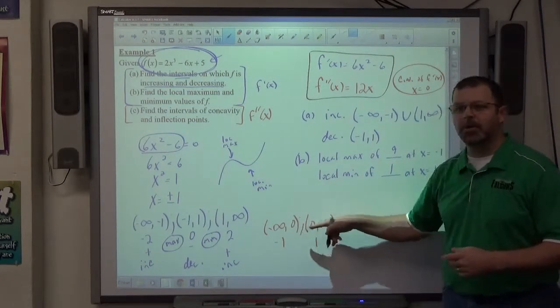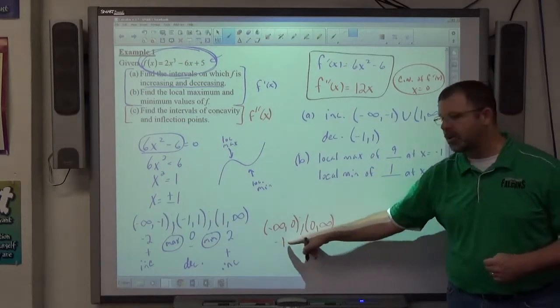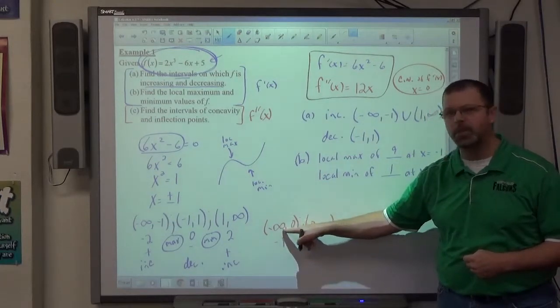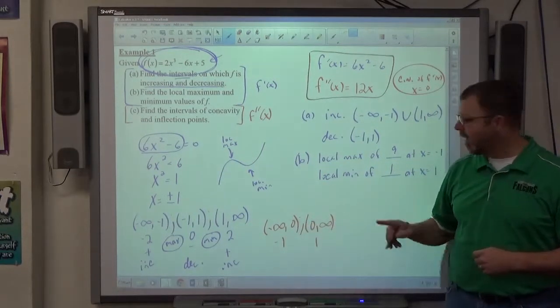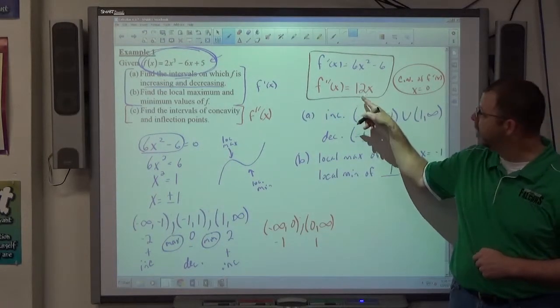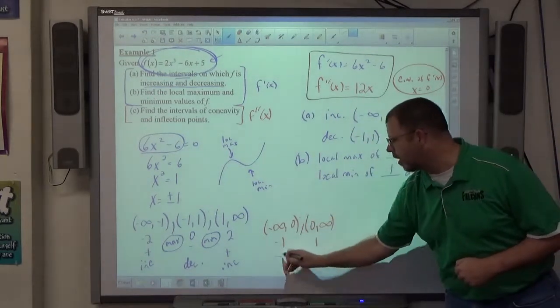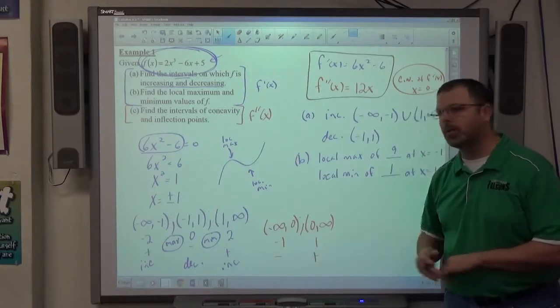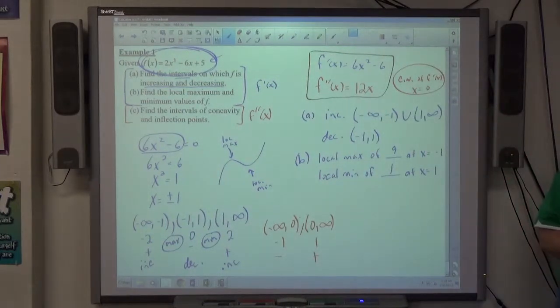But again, pick a number on the interval. That's all it is. It doesn't matter what these two numbers are as long as this number is within that range, and this number is within that range. And we're going to put these numbers x in place of f prime to determine the sign. 12 times negative 1 is negative 12. 12 times positive 1 is positive 12. This number itself is not as important as the sign.